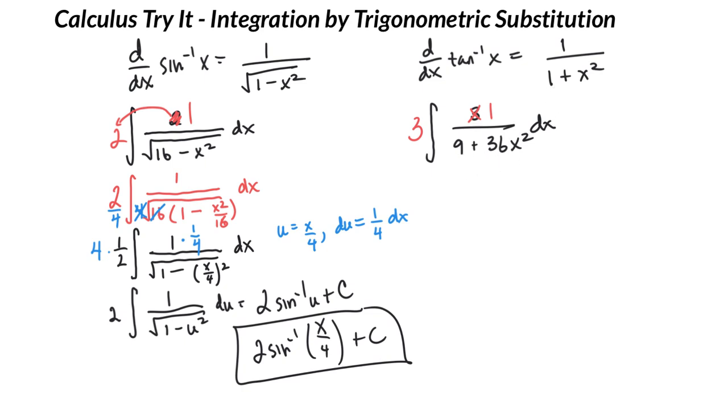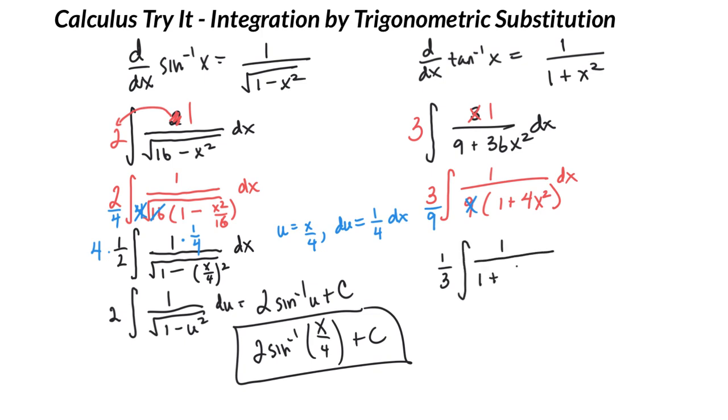Now this time, I don't have a square root, so it actually is a little bit easier to simplify. 36 divided by 9. Yep. Now I'm going to pull that 9 out. Again, it was in the denominator, so it'll be almost like 1/9. So 1/3. And once again, I want to get something just squared here. So what squared is 4x squared? 2x. Now I do my substitution.